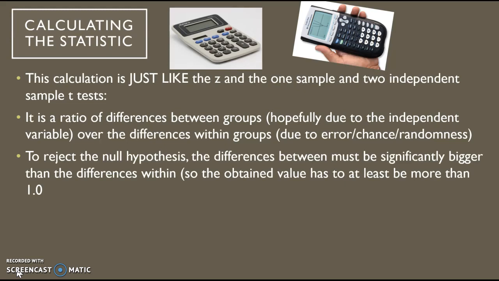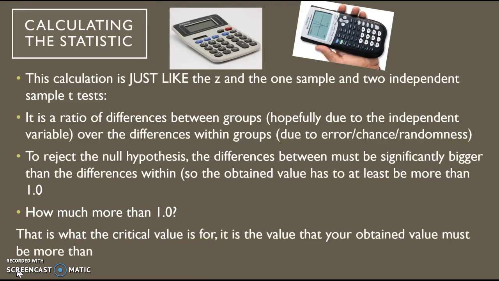So the obtained value has to at least be more than 1, right? The top number, the differences between groups due to the independent variable, needs to be bigger than the bottom number, which is just the error measure. And then that error measure goes into the top number more than once, and thus we would have to have it at least be greater than 1. And so the question becomes, well, how much greater than 1? And that's when all of our critical values come in, comparing our obtained value to it and deciding, yeah, that's big enough greater than 1 to say that's a significant difference.